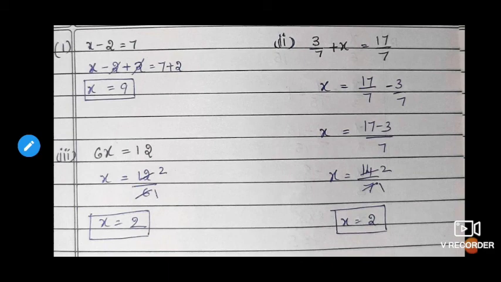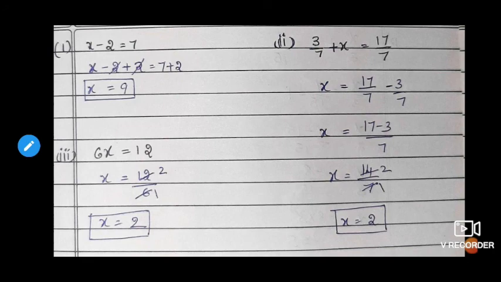Next, second sum: 3 by 7 plus x is equal to 17 by 7. Now I am using the transposition method, which means I am sending the constant from this side to that side. Children, always learn both the methods, but the easy method is the transposition method, which we will use in our further classes also. Okay, so 3 by 7 here is in addition. If we send it to that side, it will go as subtraction. So 17 by 7 minus 3 by 7.